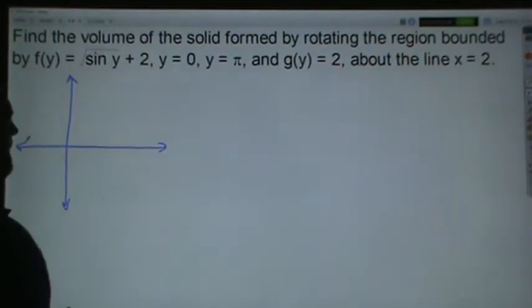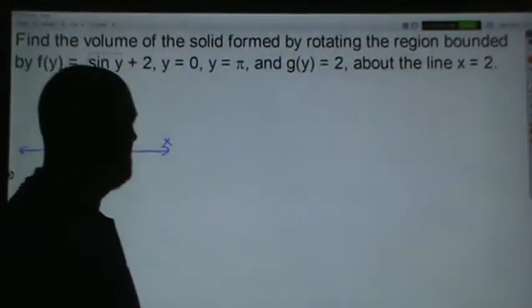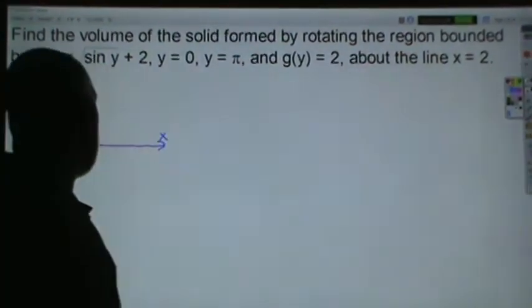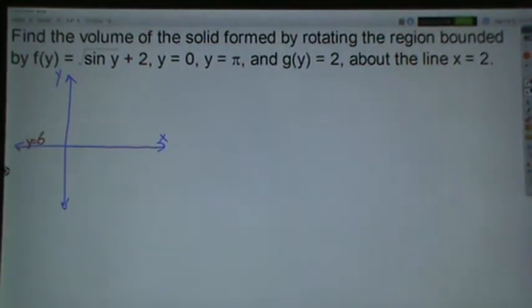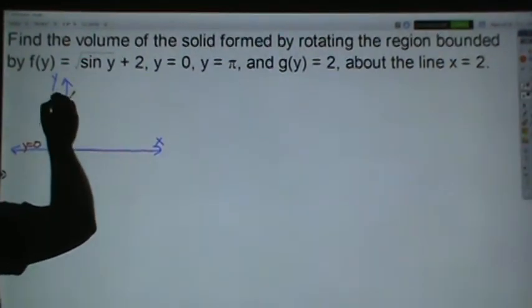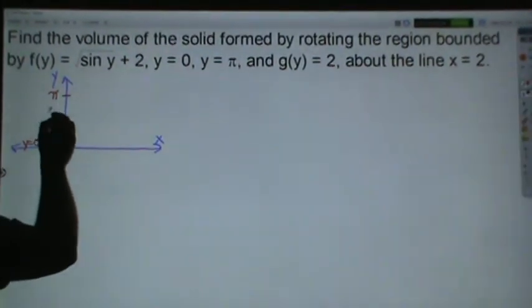We need to use the line y equals 0. So y equals 0 is that horizontal line, it's called the x-axis. So I'll just label the x-axis as y equals 0. I need the horizontal line y equals pi. So we'll go up here to pi. And it'd probably be useful for me to show pi over 2.